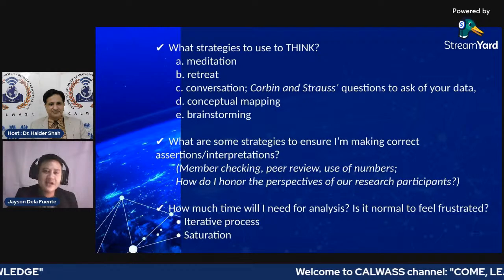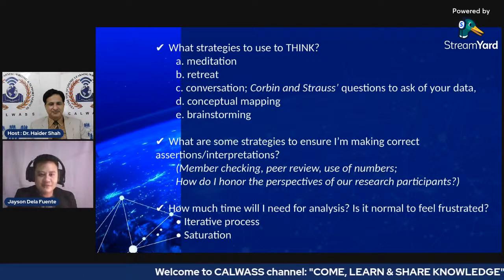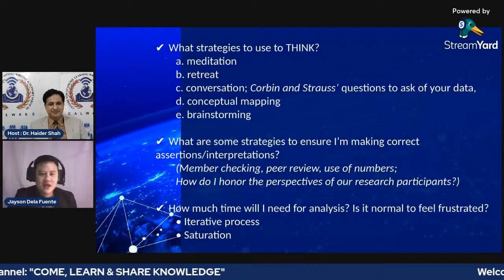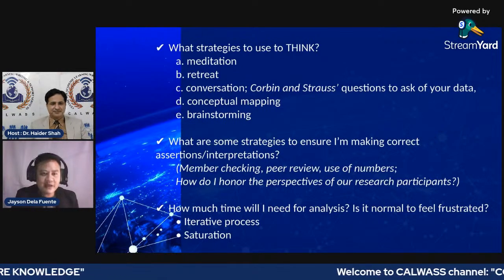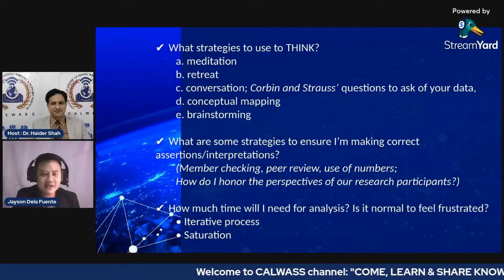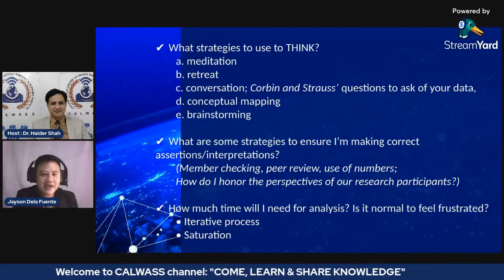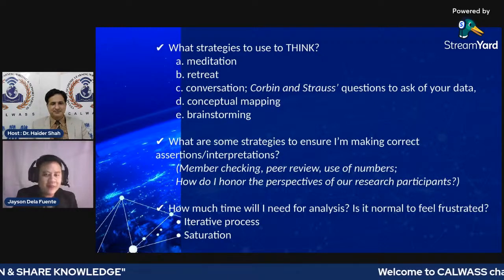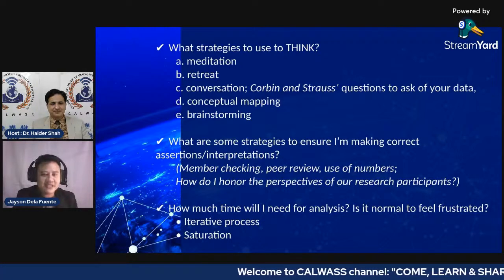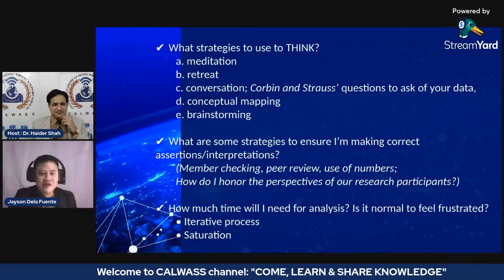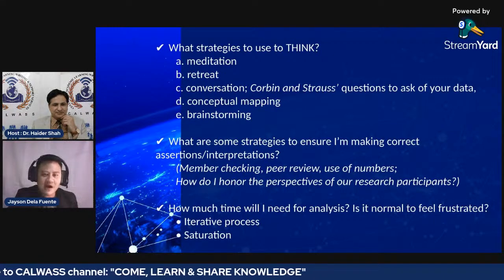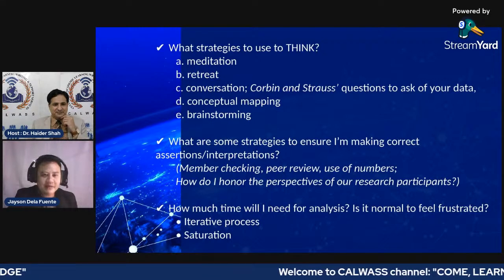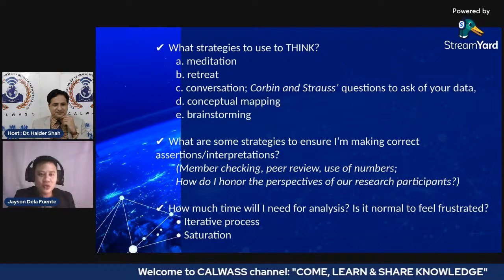generation of your findings. What are some strategies to ensure in making correct assertion or interpretation? Qualitative research is actually very technical in nature. It is not the same with quantitative, wherein there are a lot of statistical tools that we use in order for us to interpret the data. But in qualitative research, it's really hard. That is why you should have the technical know-how as to how you are going to interpret the data that you have gathered, such as using member checking after the interview.